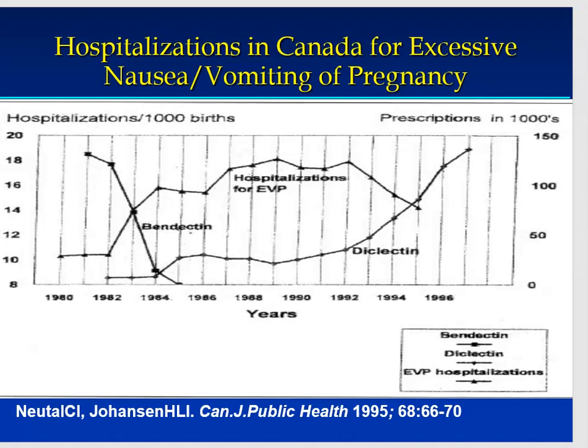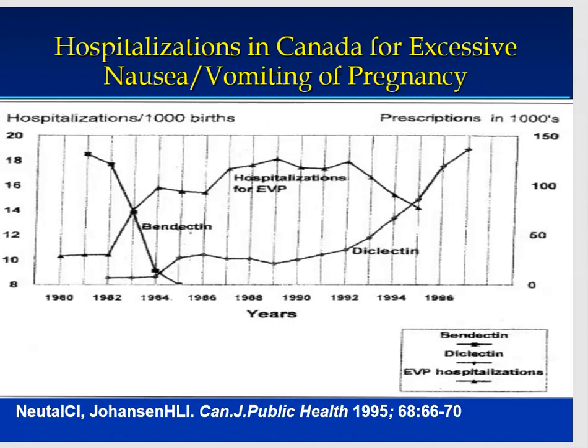If you look also at the hospitalizations starting in 1980, certainly they were very low with the utilization of Bendectin, but when it was withdrawn from the market, you can see there was a steady climb to a much higher rate of hospitalization for excessive nausea and vomiting in pregnancy. At the same time, Diclectin was introduced, which basically is the same drug as Bendectin, and it took a number of years for its use to become more substantial, primarily because of bad publicity.